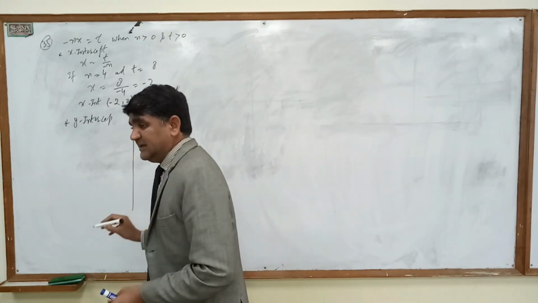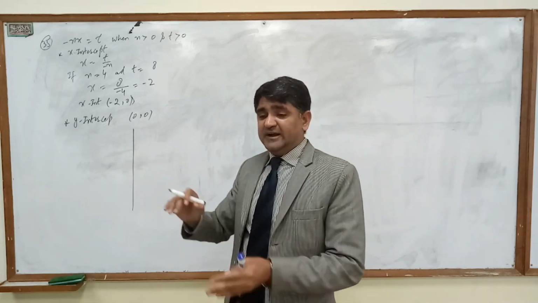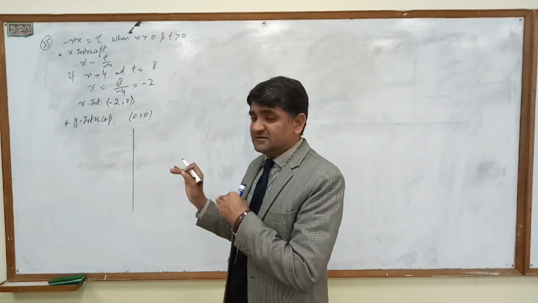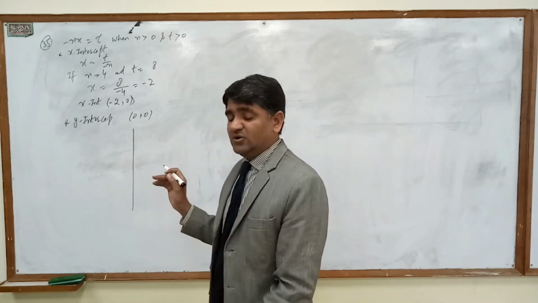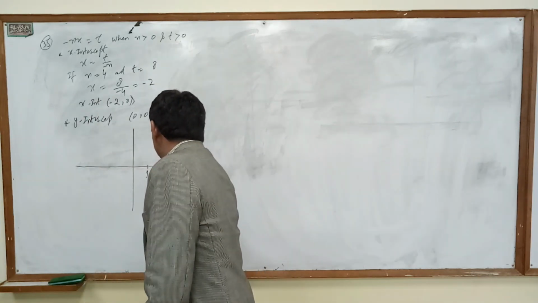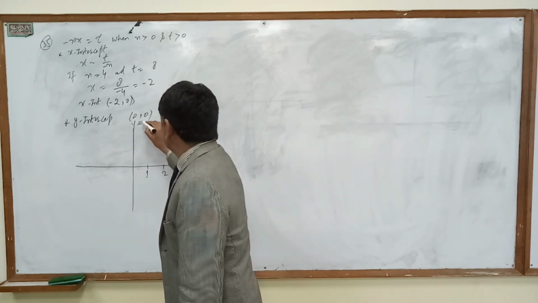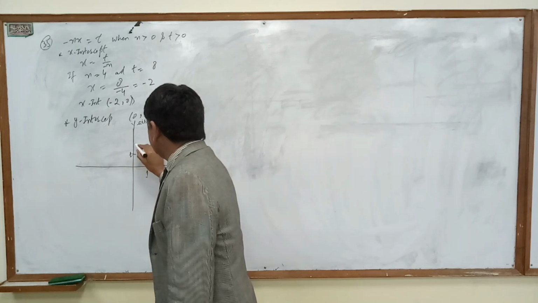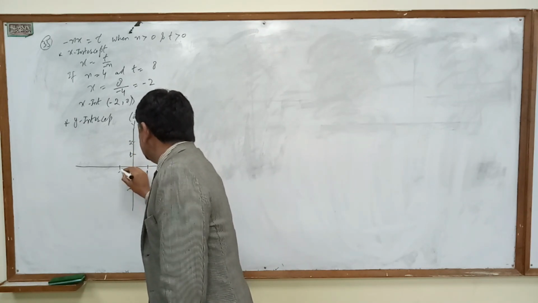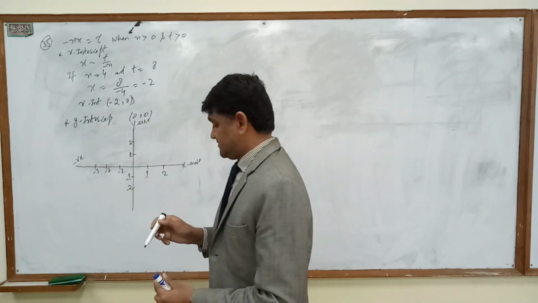The graph will be as x is given and y is not given, so the graph will be on a horizontal line. And the x-intercept is negative, so the graph will be on the left side of the origin. Here is 1, here is 2, here is the y-axis. Clear, students? Yes, sir. 1, 2, minus 1, minus 2, minus 3 on the negative x-axis.